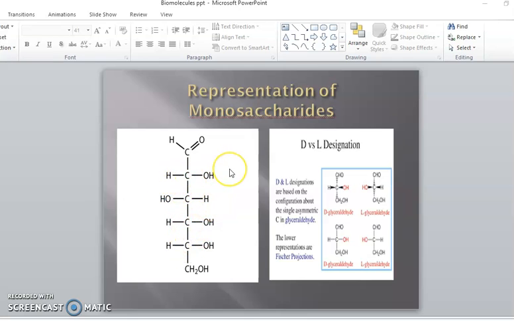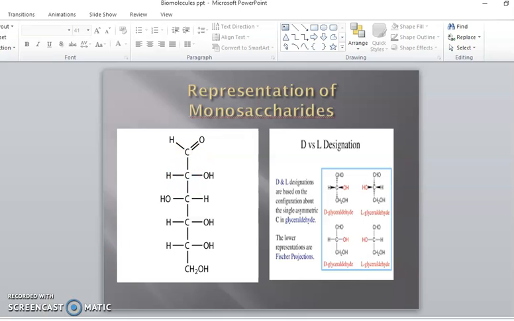So chiral carbons are represented in a particular way. Here you can see, this carbon is also a chiral carbon because OH, CHO, H, CH2OH, different groups are attached. The chiral carbon is represented as a cross. You can see in the further figures, the chiral carbon will be represented as a cross, or you can say the chiral carbon is at the intercept of the horizontal and the vertical line.